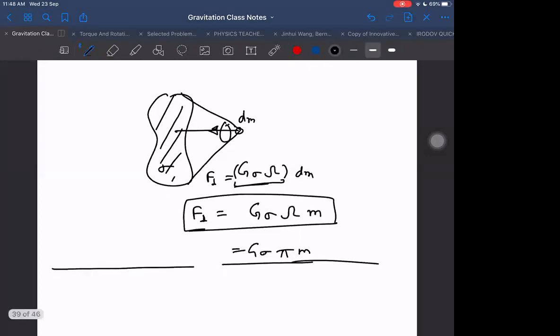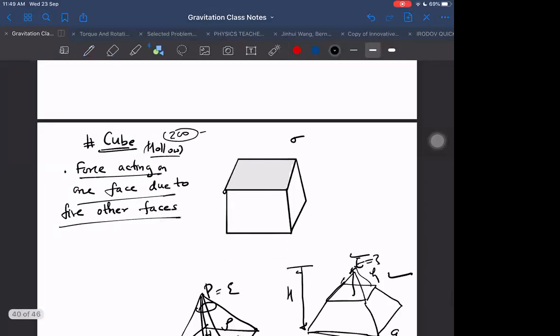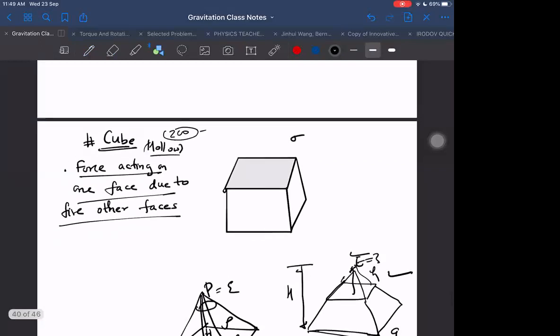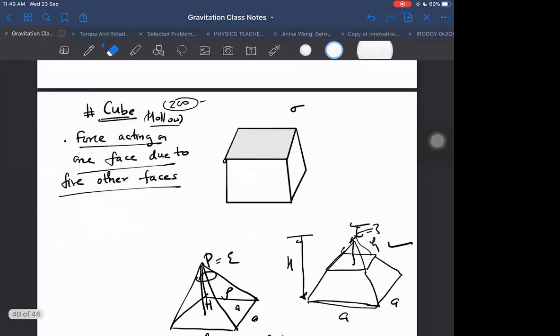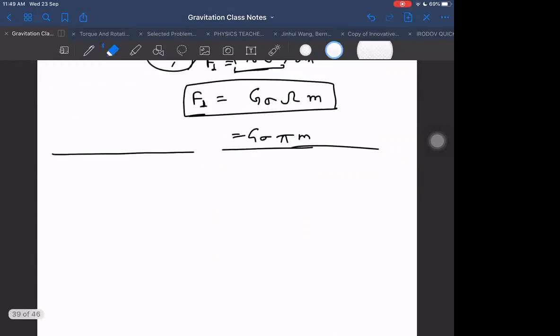Anyway, next we have the hollow cube, which yesterday I was playing. Let us do this one now. Now I want to see your smartness. Can you find out for it or not? Hollow cube, force acting on one face due to the other 5 faces. I think you still cannot do it.